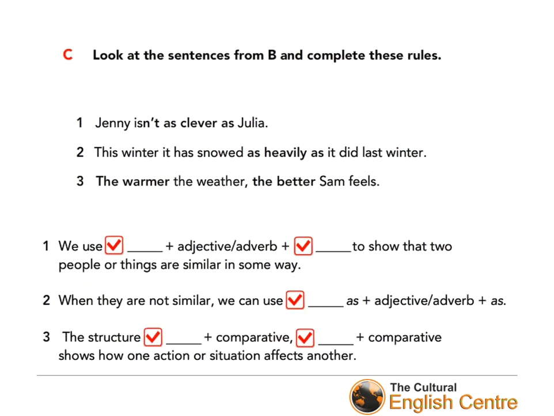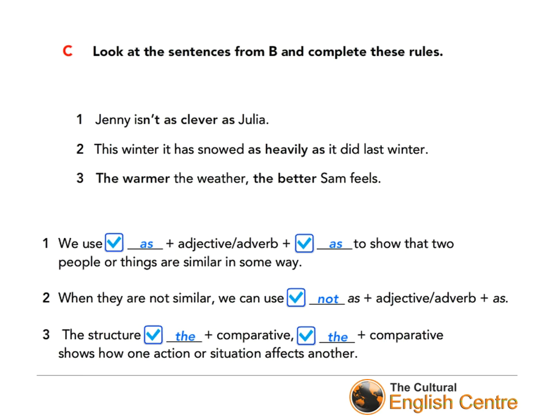And one more. Look at the sentences from B and complete the rules. So we use as, adjective, adverb, as to show that two people or things are similar in some way. When they are not similar, we can use not as, adjective, adverb, as. And the structure comparative, comparative shows how one action or situation affects another.